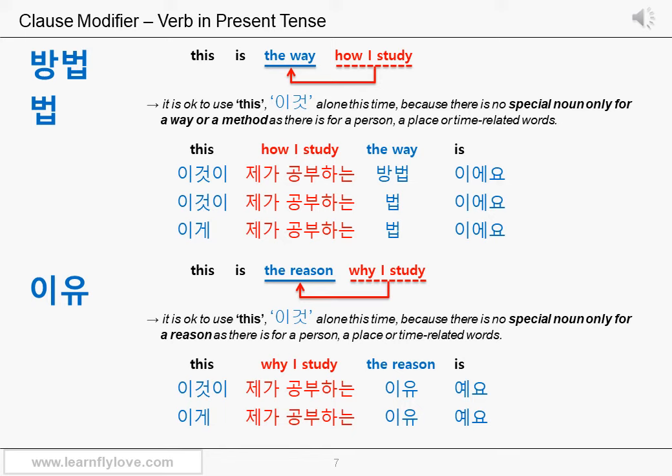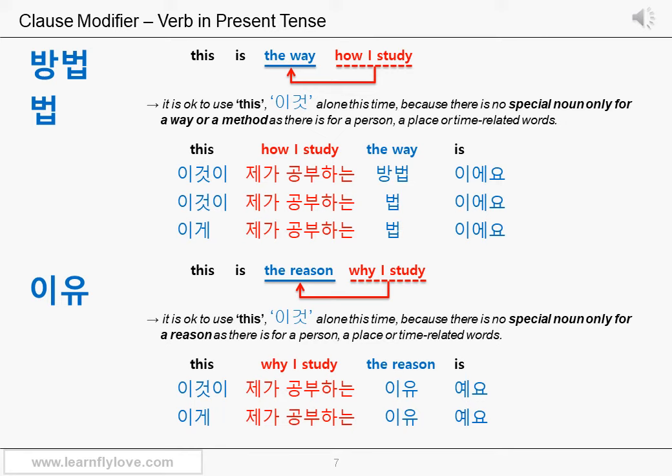Is, the formal block 법 has a final consonant. Therefore, we use 이에요. This, 이것이, how I study, or I study. 제가 공부하는, the way, 방법, is, 이에요. 이것이 제가 공부하는 방법이에요. Or, 이것이 제가 공부하는 법이에요. You can use the colloquial form of 이것이, which is 이게. 이게 제가 공부하는 법이에요.